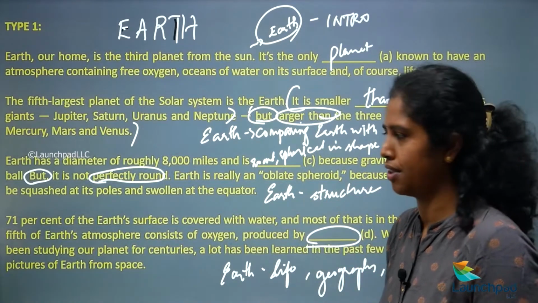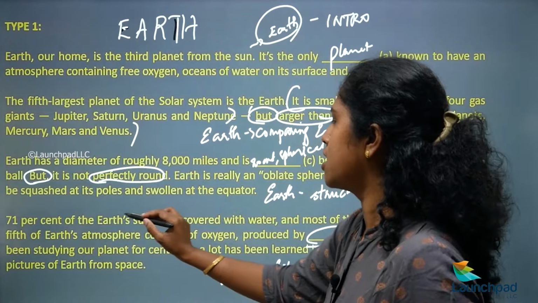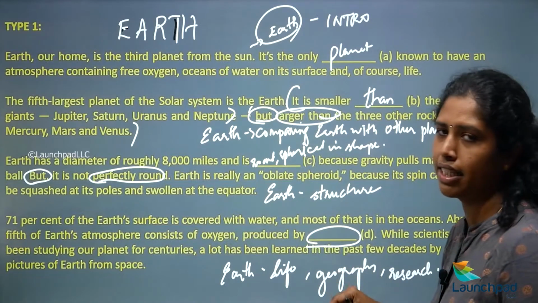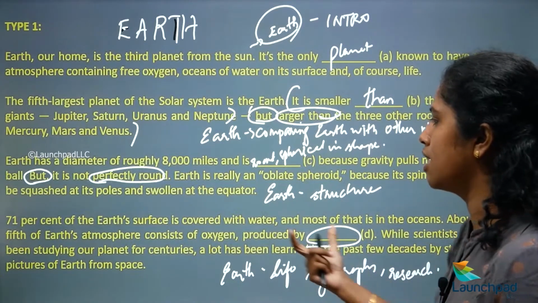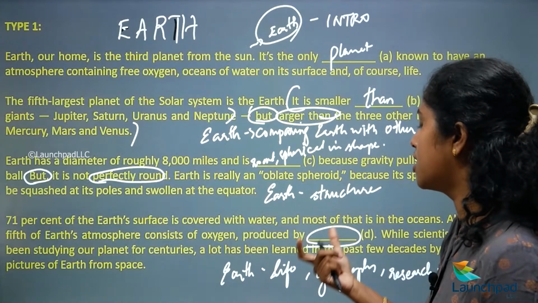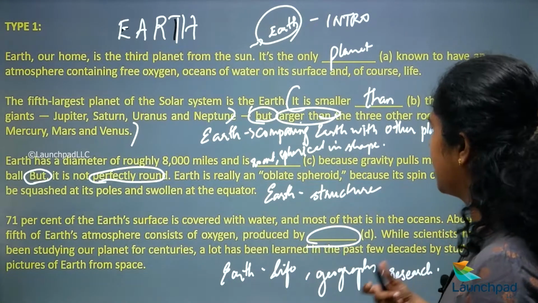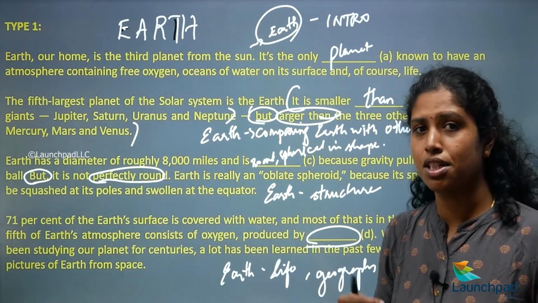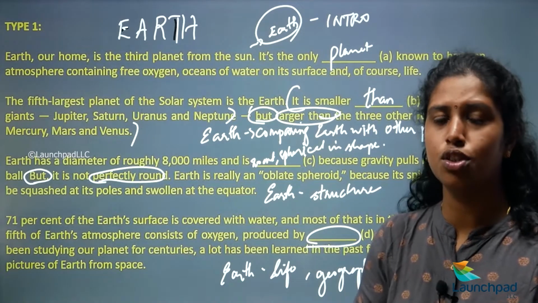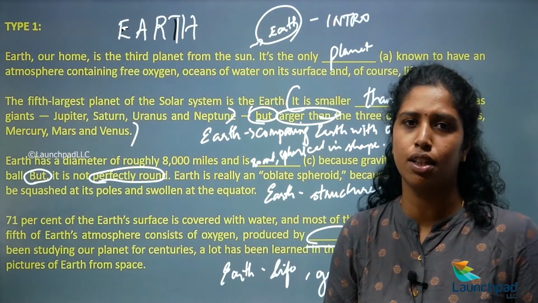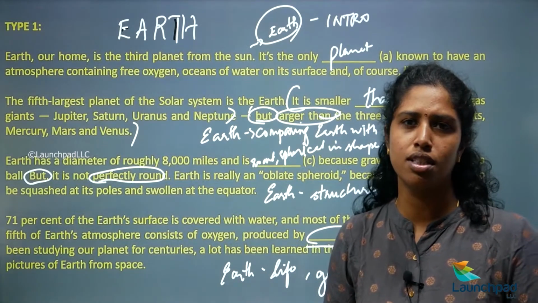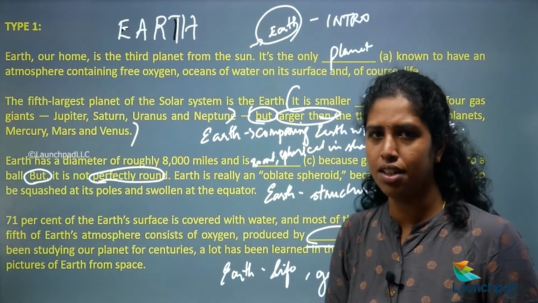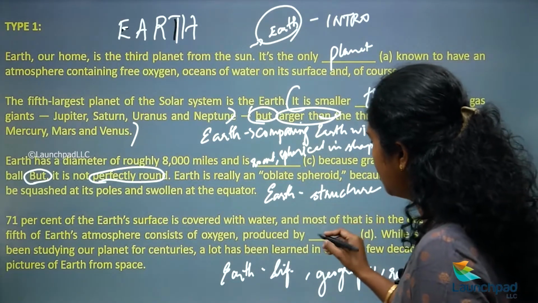Now let's move on to the 4th. 71% of the Earth's surface is covered with water and most of that is in the ocean. They spoke about water. Next, about a 5th of Earth's atmosphere consists of oxygen produced by dash. Which produces oxygen? That's a question to us. Do we produce oxygen or do plants produce oxygen? We produce carbon dioxide, so obviously plants produce oxygen. We take oxygen from plants and we exhale carbon dioxide for the plants. So, produced by plants.